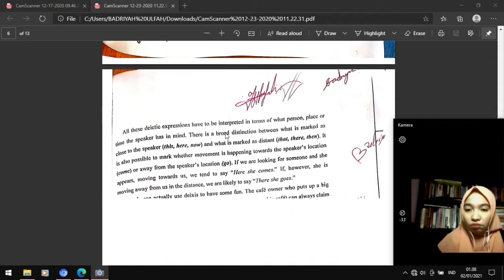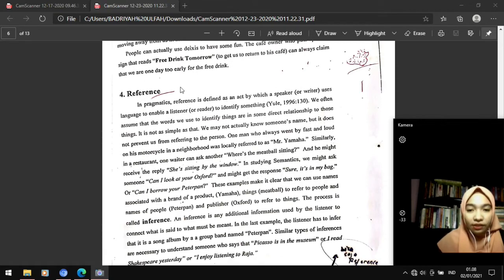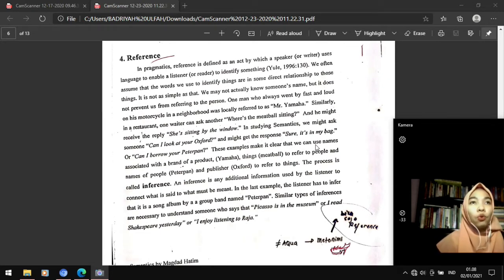Okay, now let's go. Okay, now we have reference. To make it short, reference is like when you say aqua. Actually, aqua means mineral water, right? Or, can I look at your Oxford? Do you bring your Oxford? Oxford is the name of the city, right? But what I mean when I say, do you bring your Oxford, is dictionary. So the word Oxford is the reference. Yeah, it's referred to dictionary. Okay, and then we can say Mr. Yamaha. That means that we are talking about the man who brings the motorcycles with brand of Yamaha. So that's talking about the reference.